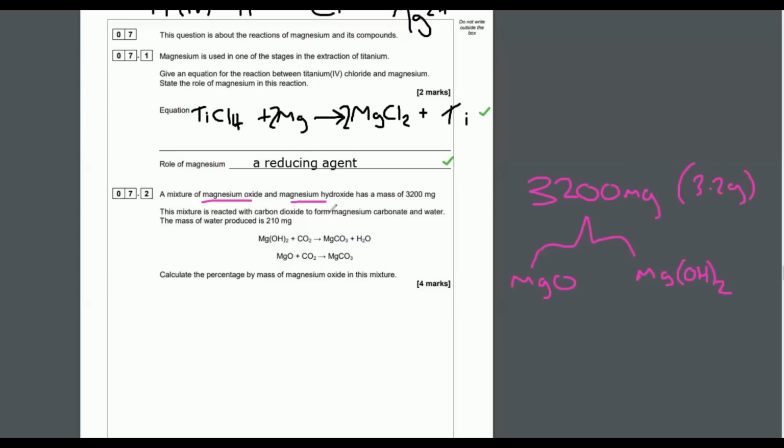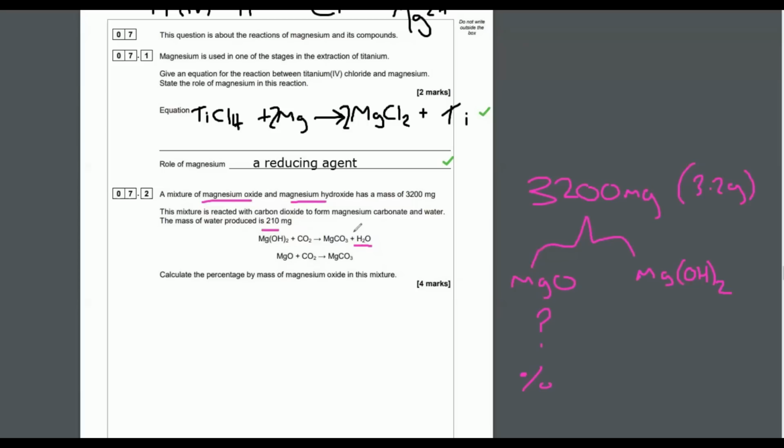The mixture is reacted with carbon dioxide to form magnesium carbonate and water. The mass of the water produced is 200 milligrams. So we've got these 2 reactions, magnesium hydroxide and magnesium oxide are both reacted with carbon dioxide. Both of them make magnesium carbonate. However, the magnesium hydroxide also forms water. Calculate the percentage by mass of magnesium oxide in this mixture. So we want to know the percentage of magnesium oxide in the mixture. Now we can actually work that out as well. If we know that, we're going to know that.